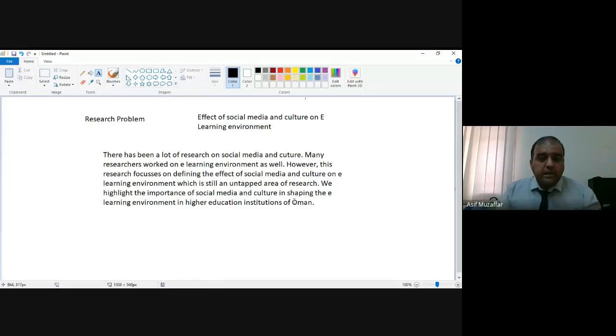And what about the contextual? If you see, we highlight the importance of social media and culture in shaping the learning environment in higher education institutions of Oman. So we are defining it in Oman. Oman means context. So contextual contribution is also there. We are testing this model, deductive approach. We are testing this model in Oman. So this is a contextual contribution as well. So good. This has both theoretical and contextual contribution. Very good.